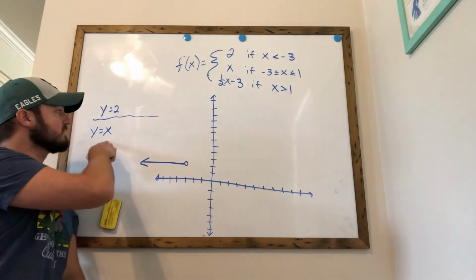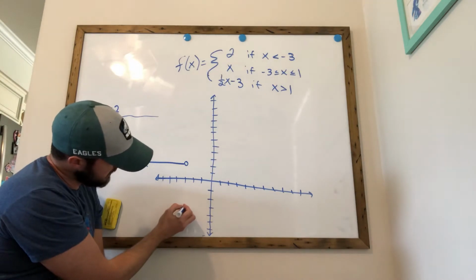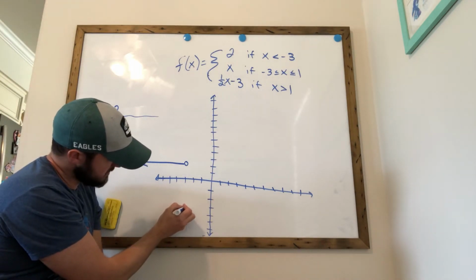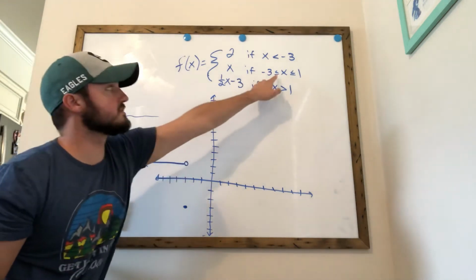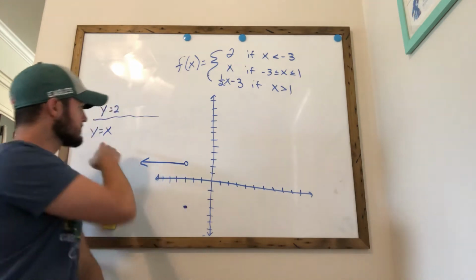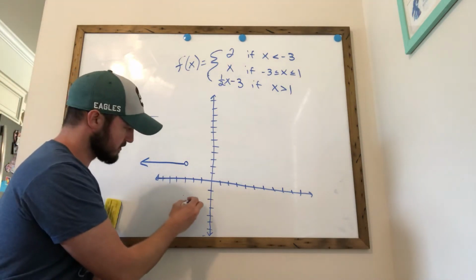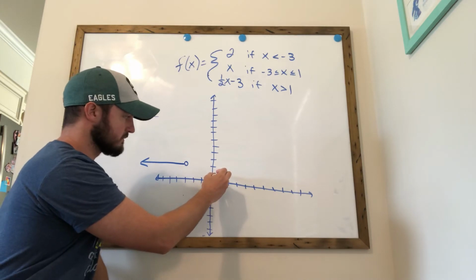So plug in a -3. If x is -3, y is -3. So we're gonna put a coordinate point there. Notice I used a closed circle because it includes that point. And then just use your slope. Your slope is 1, so you're going up 1 over 1, up 1 over 1, up 1 over 1, and you're going to stop at 1.